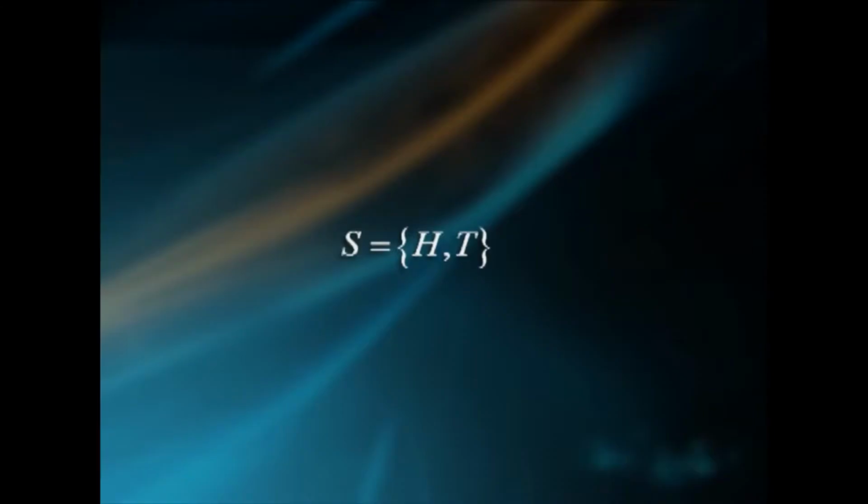Example: consider the sample space S containing the points H, T of a coin tossing experiment. The events are the null set, the set containing the point H, the set containing the point T, and the set containing points H, T. These are the possible subsets of S.